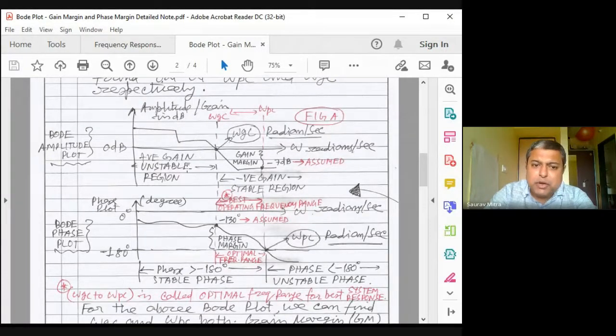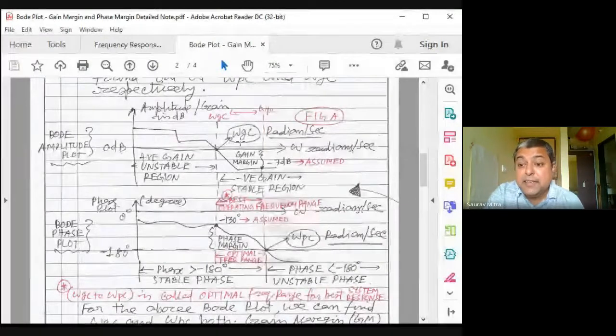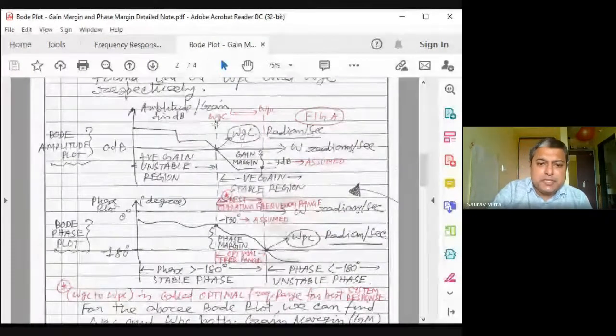Sometimes this amplitude plot can go from below to above. That is also possible. So wherever the system gain touches the 0 dB line, that is called gain crossover frequency. The crossover can take place from negative gain to positive gain like this, or it can be from positive gain to negative gain. Whenever it crosses the zero axis, that is called omega GC. GC stands for gain crossover. So this is the kind of amplitude plot that you have drawn.